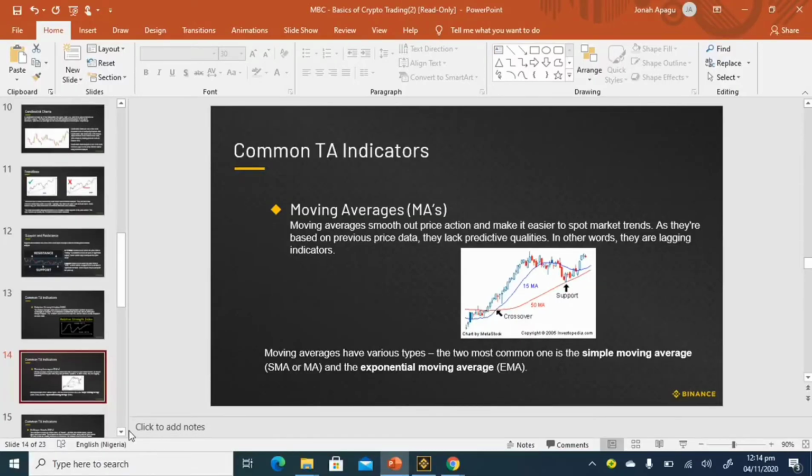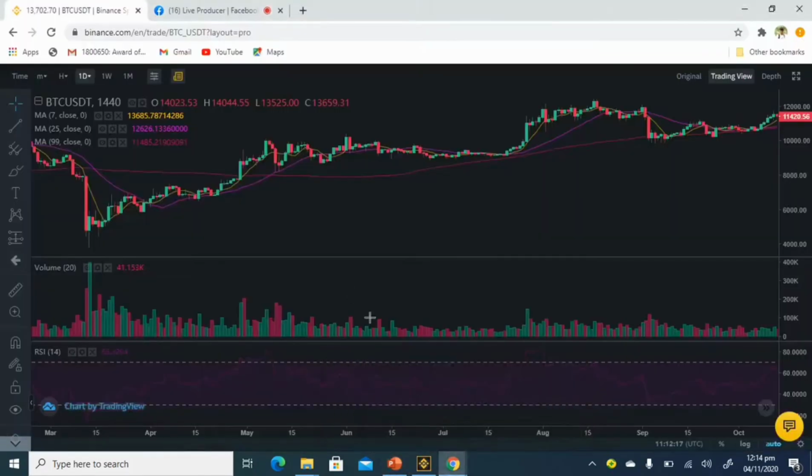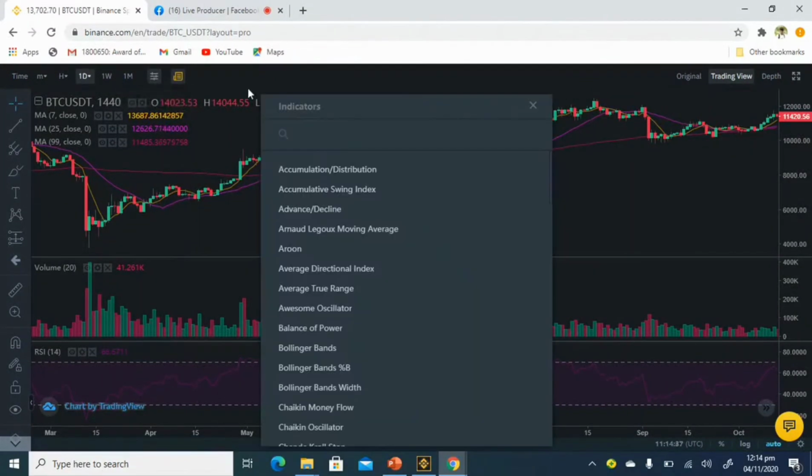Let's go to the Binance platform again and show you. This is the moving average. This is the 7-day moving average. You can see 25 and 99. Now let me show you how they use this moving average to trade.